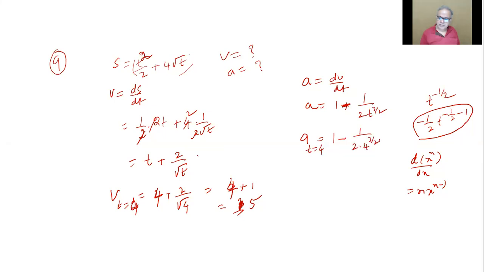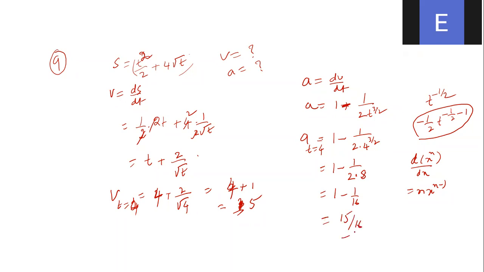How much is that? Tell me. That is 64. 2 to the power 2 cancels. 2 cube is 8, 8. Right? So that is 1 minus 1 by 16, which is how much? 15 by 16.